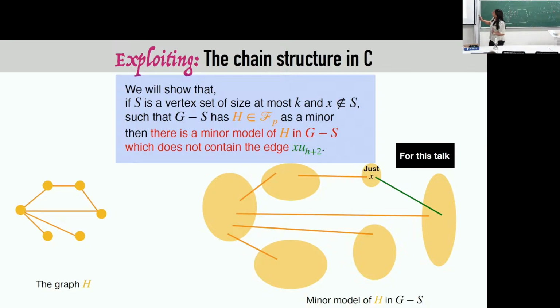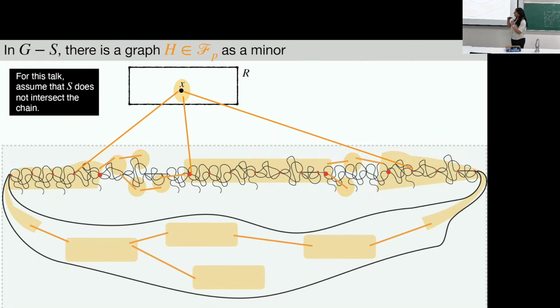Okay. And now we want to prove this. The very last assumption of this talk is, we are looking at G minus S at the top, and there is a forbidden minor H in G minus S. In principle, the solution could have intersected the chain, right? Let's assume it did not, for this talk at least.